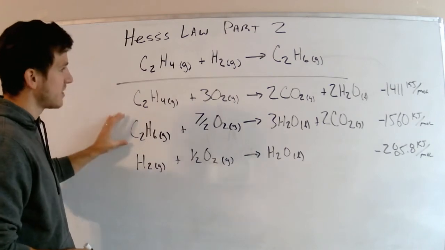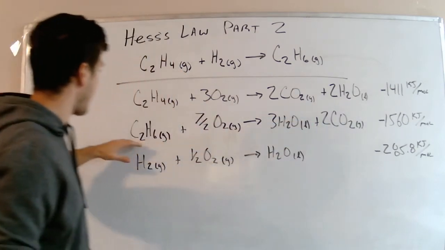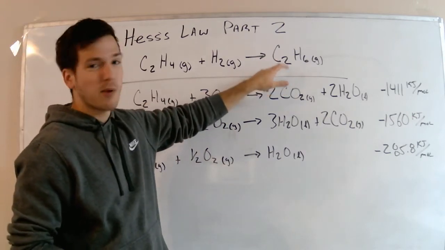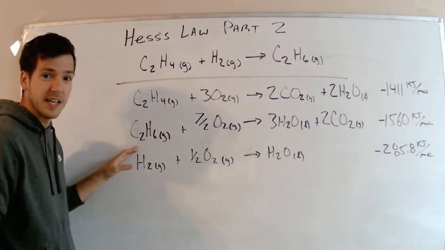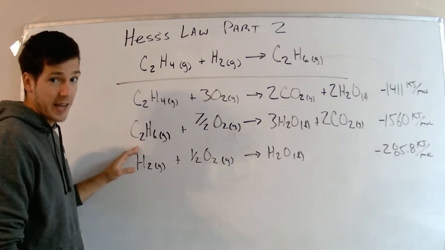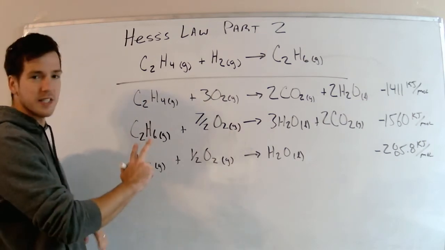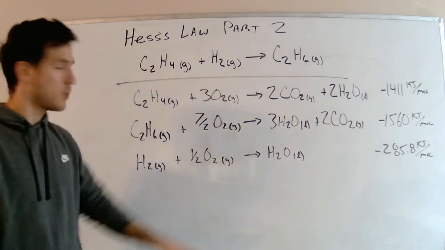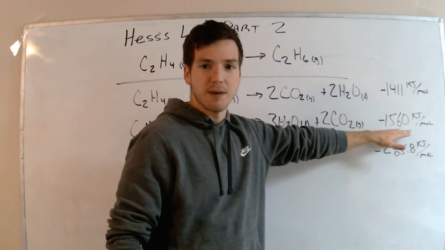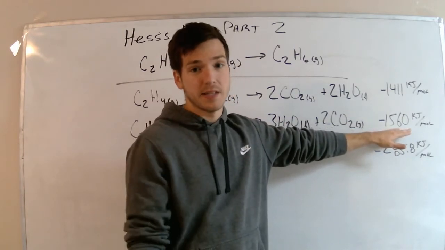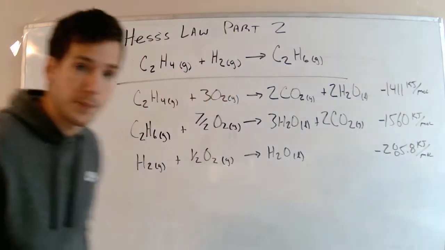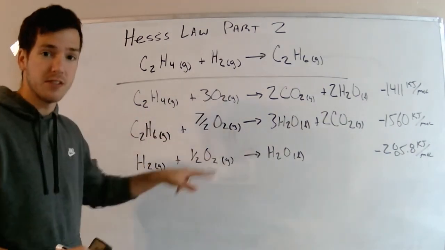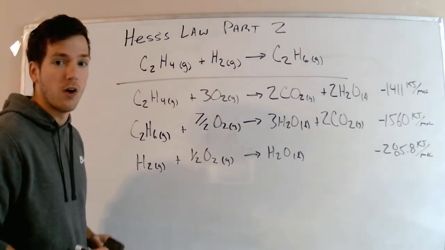So I go down to the second one, and the first thing I see that kind of matches with our overall is that C2H6, right? It's on the product side, but here it is on the reactant side. So what I'm going to do is flip this whole equation. And when I flip it, guess what it's going to do to my sign over here? It's going to make it opposite. It's going to make it positive. So I'm going to flip this so that it matches my overall reaction.